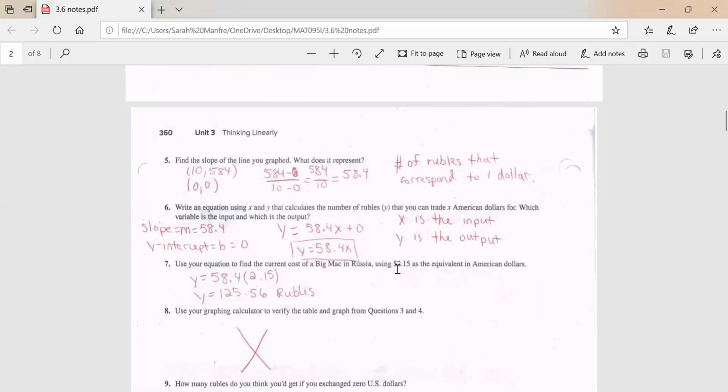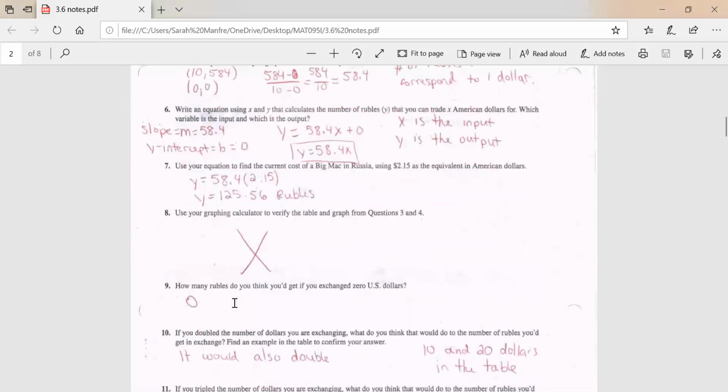So if I wanted to convert $2.15, right, you would do $2.15 times 58.4, which is going to be the equivalent of 125.56 rubles. All right, so basically, however many US dollars we have, we're going to multiply that by the number of rubles, which will tell us how many rubles you would have. Question 8, we're going to skip because we don't have graphing calculators.